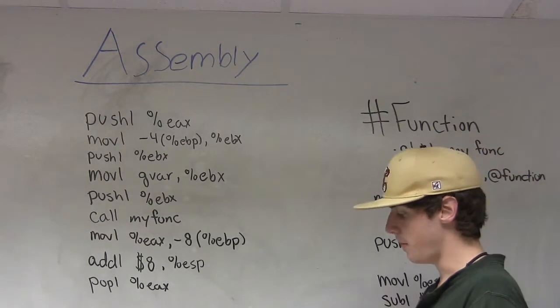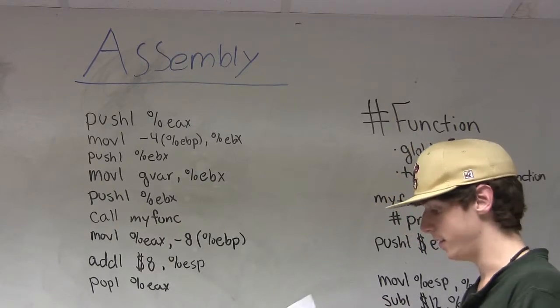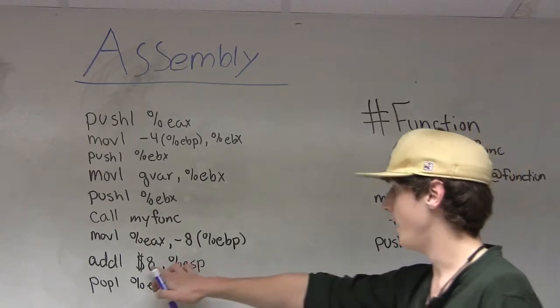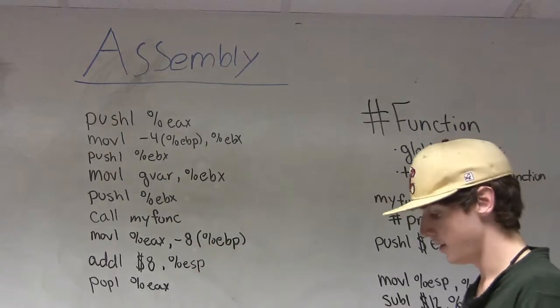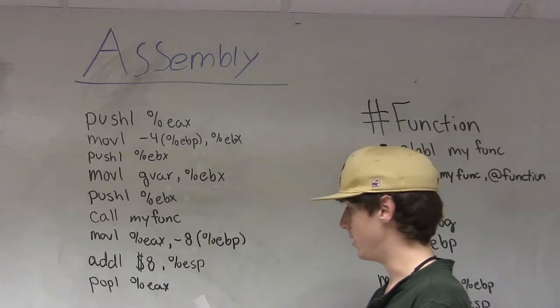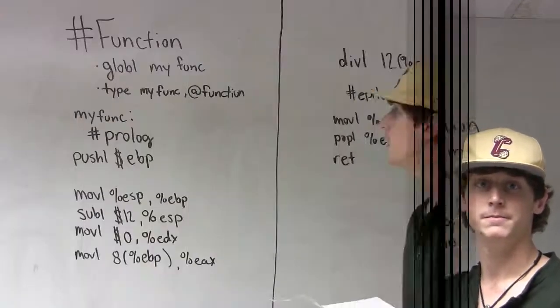And since arguments are temporary, we don't need to pop them off, but we do have to manually increment the stack pointer. So we're going to add 8 back to the stack pointer to offset the 8 bytes. Then we're going to restore the A register by popping the A register.